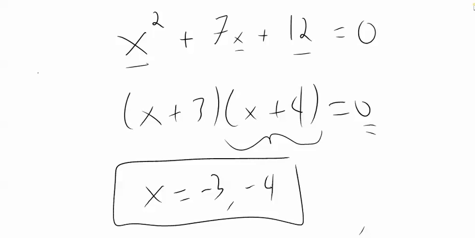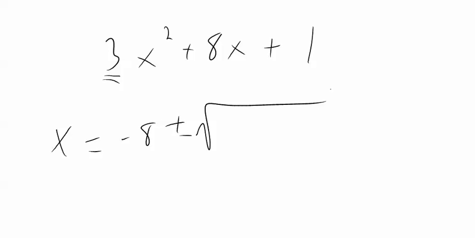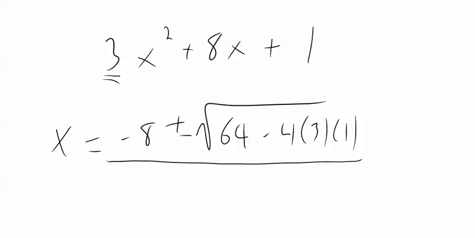I'll show you another one here. And the last one here is a little more complicated because we've got something in front of the x squared term. But if I use the quadratic formula again, I'm going to get here that x is equal to negative b, which will be negative 8, plus or minus the square root of b squared, which is 64, minus 4ac. And 4 times a, which is 3, and times c, which is 1. All this over 2 times a, which is 2 times 3.